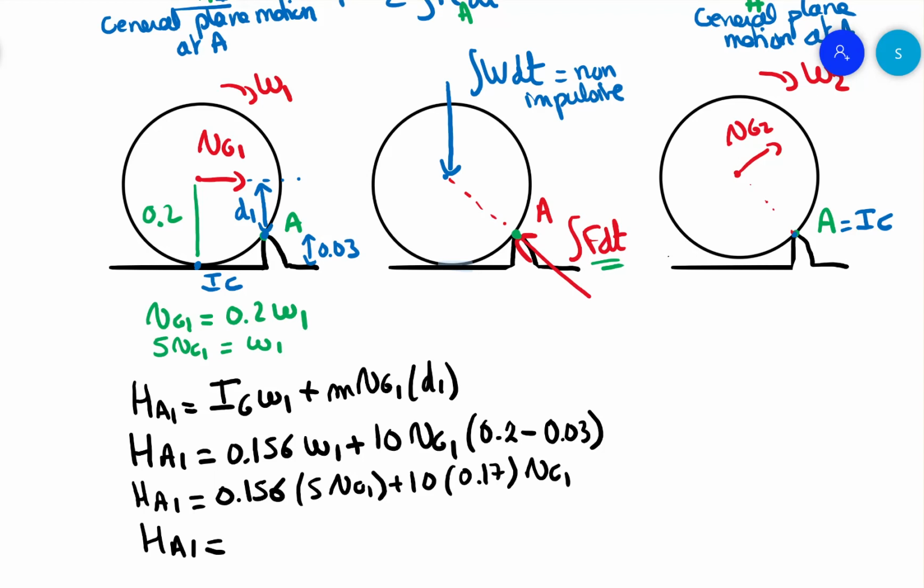So we have 0.156 times 5 plus 10 times 0.17. That's 2.48 VG1. Okay, so that's the angular momentum of the wheel before touching the step.